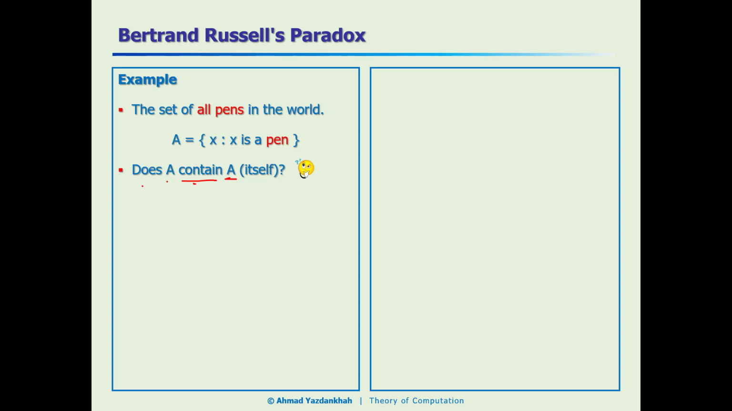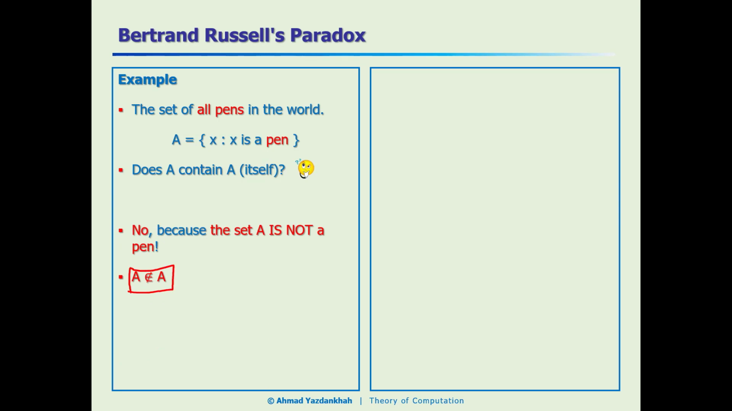It means that if I enumerate this as I did, pen number 1, pen number 2, and so on, is A here? Is A part of these sets? Of course not, because A is not a pen. A is a set of all of the pens. Since A is not a pen, it does not belong to A. So these kinds of sets are those that do not contain themselves. So A is not a member of A.